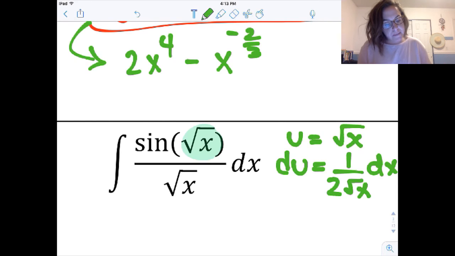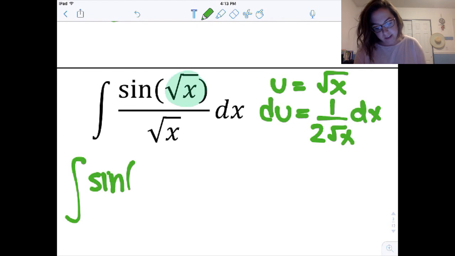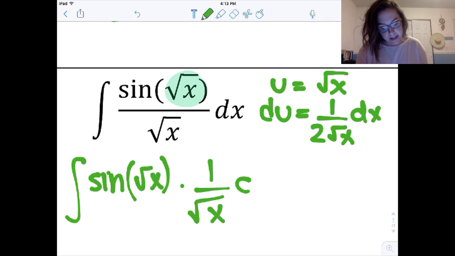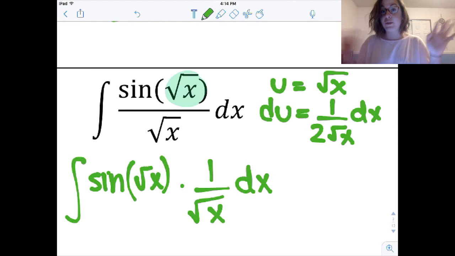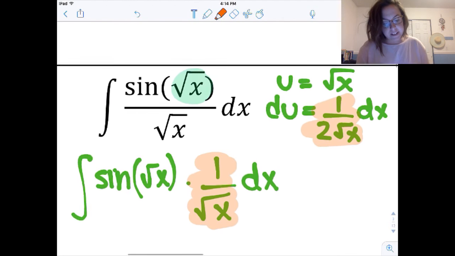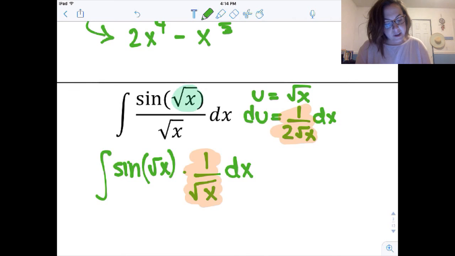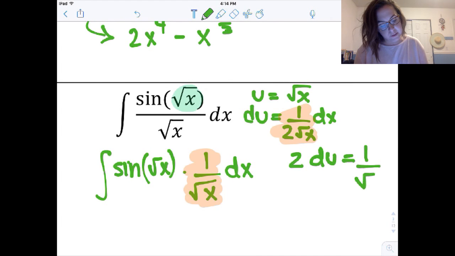So seeing this, I'm going to rewrite this integral a little bit, the integral of sine radical x times 1 over radical x dx. You don't have to break it up that way. I'm just doing it if people want to see that. And so I see that these two are related to each other. Now this is 1 over radical x. That one is 1 over 2 radical x. So I'm actually going to multiply both sides here by 2. So 2 du is 1 over radical x dx.